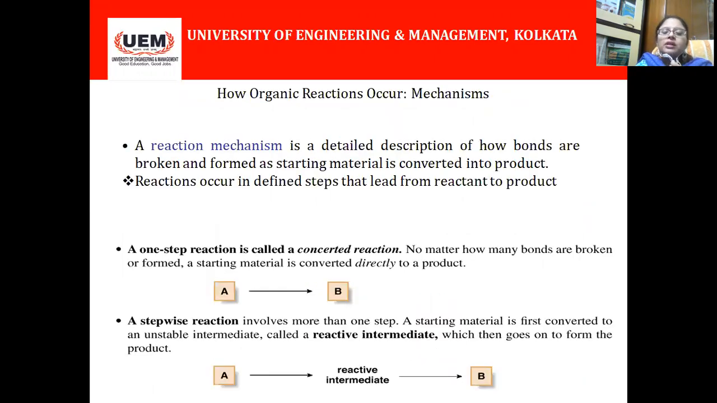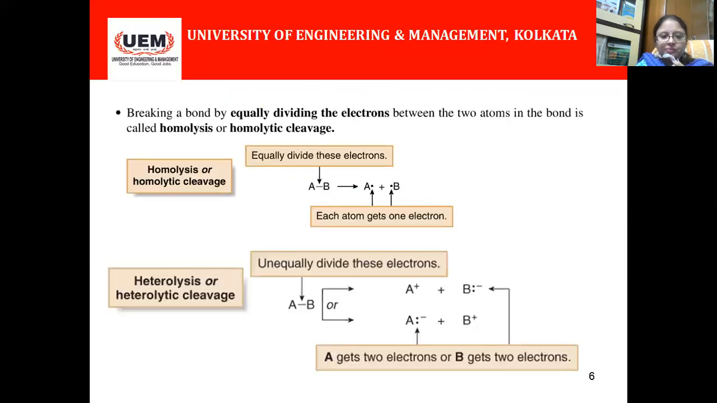Now how does an organic reaction occur? An organic reaction may take place in a single step or in a number of steps. If it is a one-step reaction, how many bonds are broken or formed is immaterial, but the whole reaction takes place in one step only. It is called the concerted reaction. Second is stepwise reaction. If a reactant is converted to product through a number of steps and it is going through a reaction intermediate, it is called the stepwise reaction.